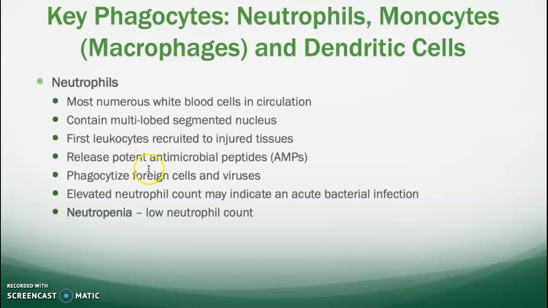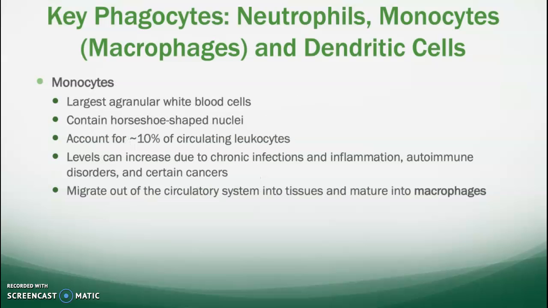They have the ability to release AMPs. Remember, these are those potent antimicrobial peptides that can actually break down the cell membranes of bacteria. And they also have the ability to phagocytize foreign cells and viruses. If we were to see an elevated neutrophil count, this would generally be an indication of an acute bacterial infection. We can also get a low neutrophil count, and that can be problematic, meaning that we're not really able to respond to a bacterial infection very well if we have a low neutrophil count.